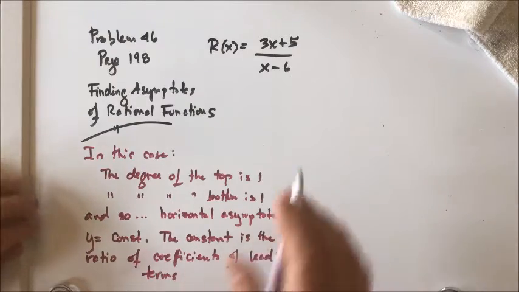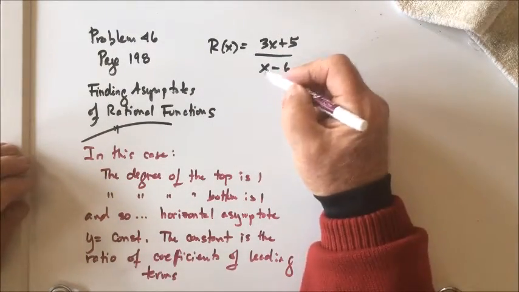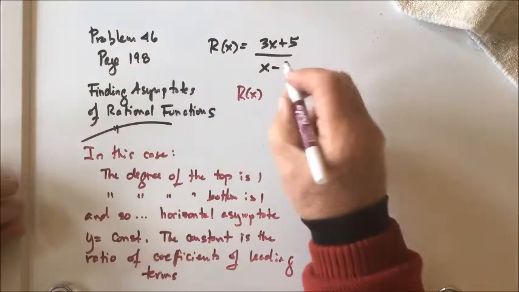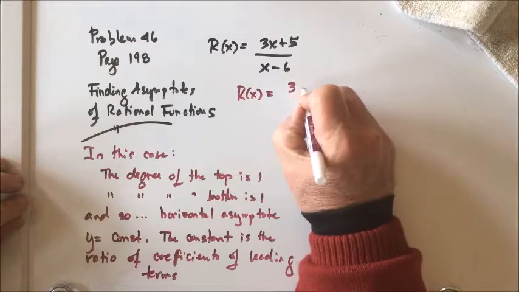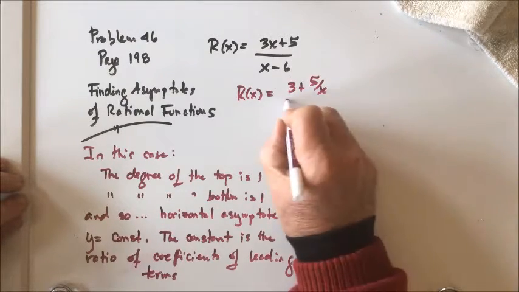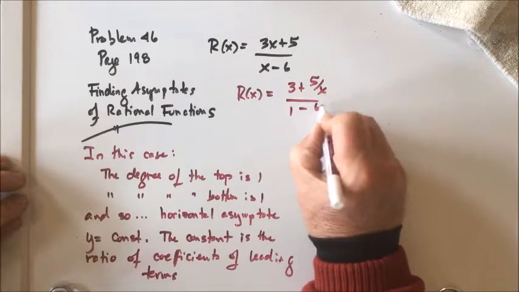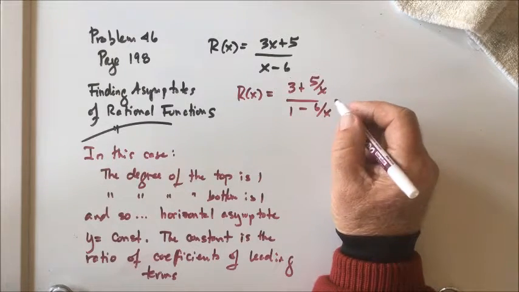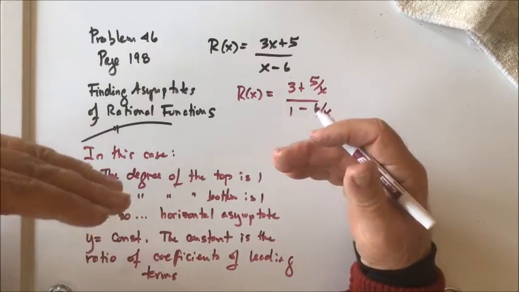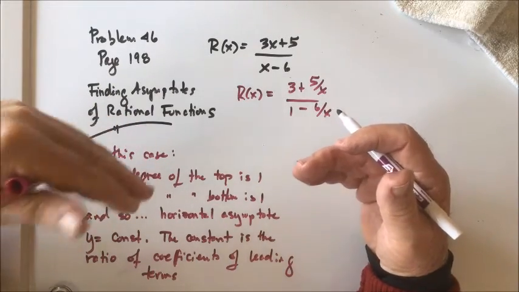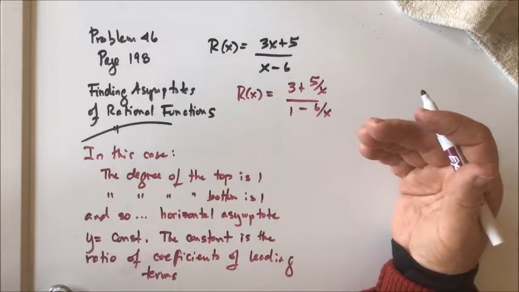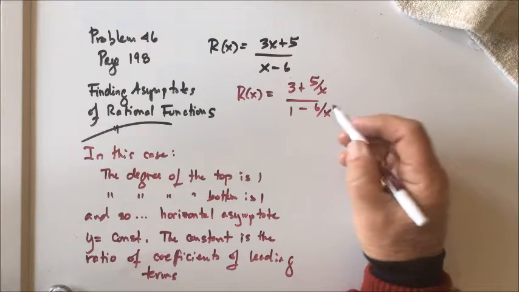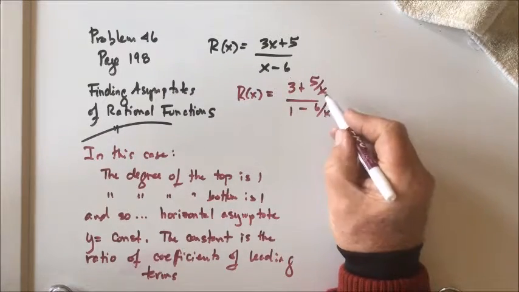The way I like to show that is, let's rewrite r of x by dividing the top and bottom, every term, by x. I'm going to get 3 plus 5 over x on the top, and 1 minus 6 over x on the bottom. Then I'm going to ask what happens when x gets very large, because finding these oblique and horizontal asymptotes is about finding the behavior for large values of the absolute value of x. That's what it's about.